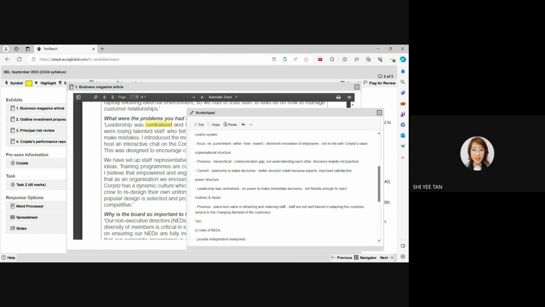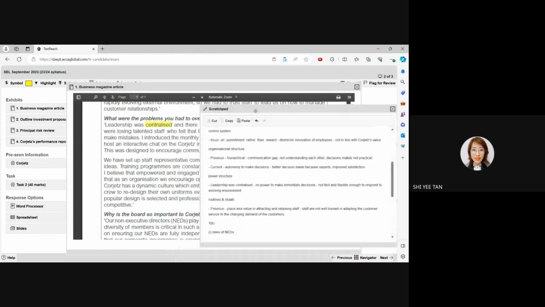Should I say react to evolving environment? It means changing environment. Not fast enough to respond. Not fast and flexible enough to respond. That's the word. Respond to evolving environment. You have an issue for that, right? Okay, I hope you get it.